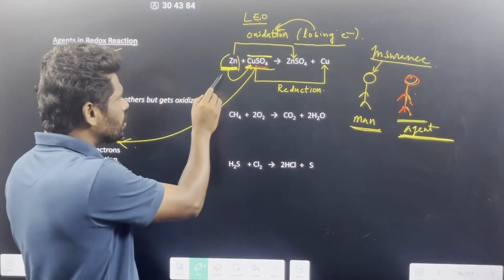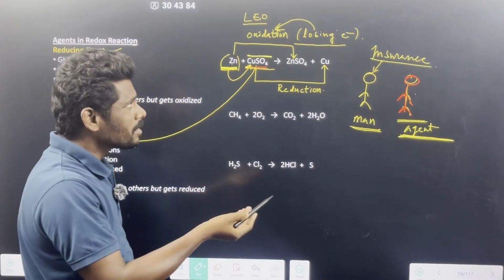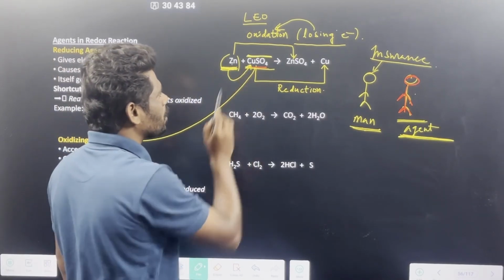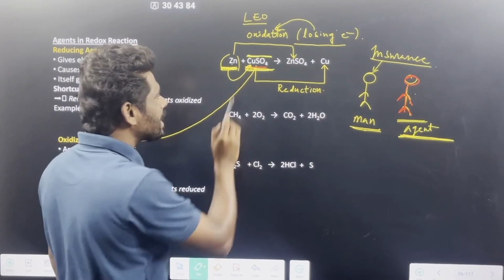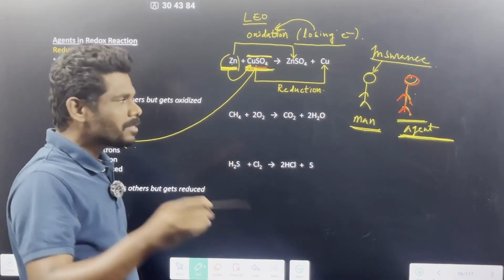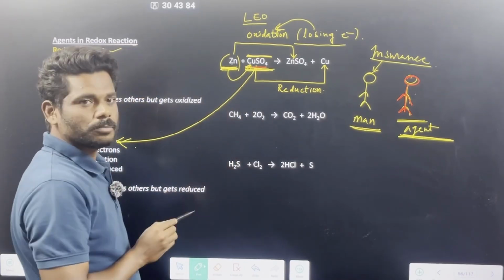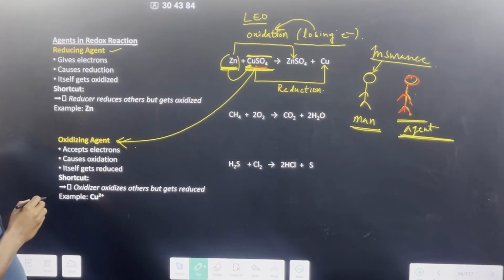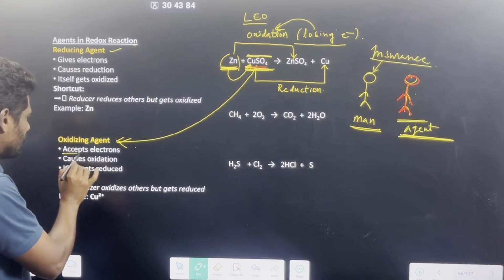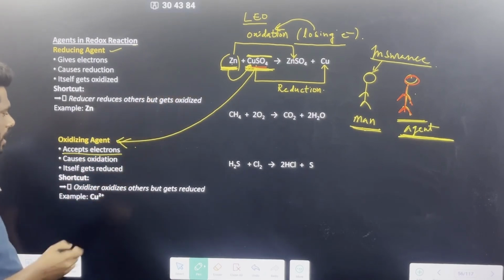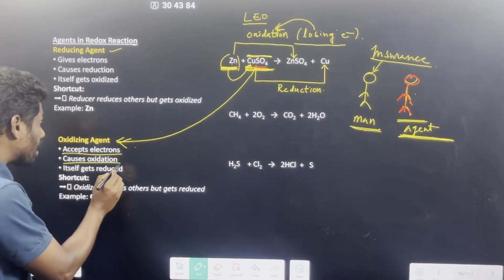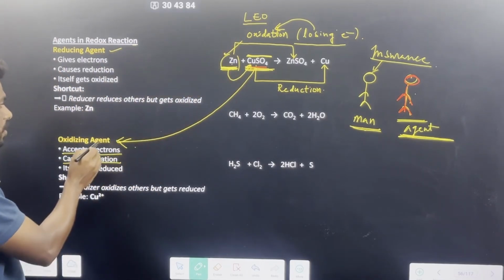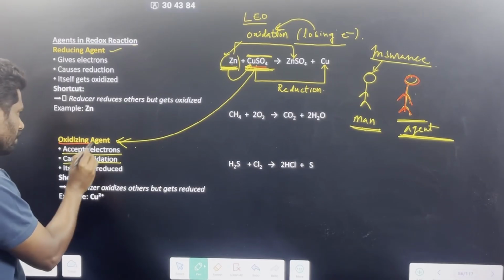Same way, zinc is undergoing oxidation. By what process? By losing the electrons. Who is helping that process? Copper sulfate. So here copper sulfate is the oxidizing agent. Why? Because it is taking the electrons from the zinc. So that's what is mentioned here. See, copper sulfate is the oxidizing agent. What is it doing? It is accepting the electrons, from the zinc, causing the oxidation of the zinc. That is why it is called the oxidizing agent.